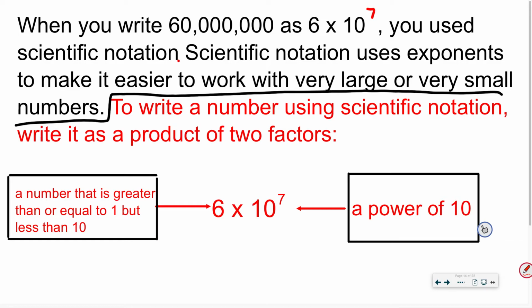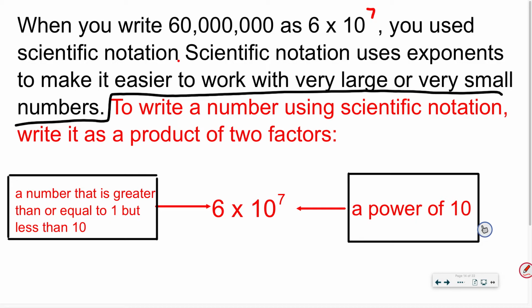And even 60 million is probably not that big. I'm talking trillions, those types of numbers. Think about numbers that are super, super small. Right? So to write a number using scientific notation, we write it as a product of two factors. The first factor, that first number, is always going to be a number between 1 and 10. In this example, it's a 6.